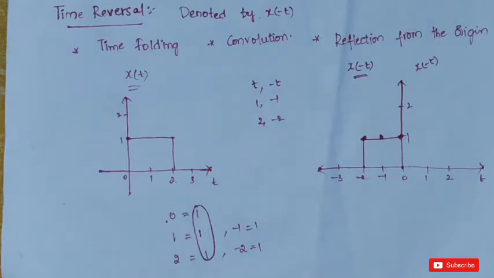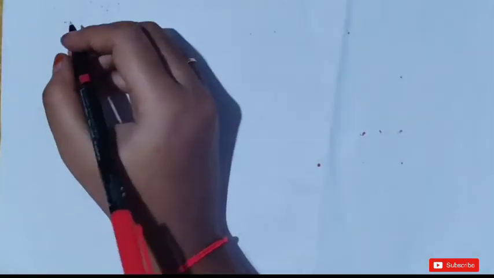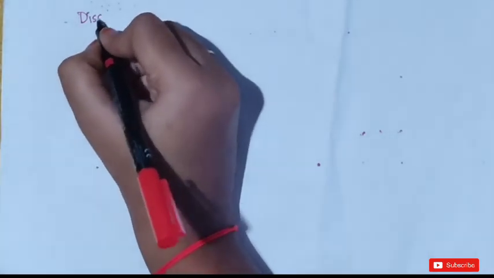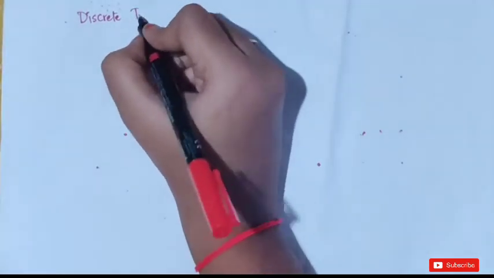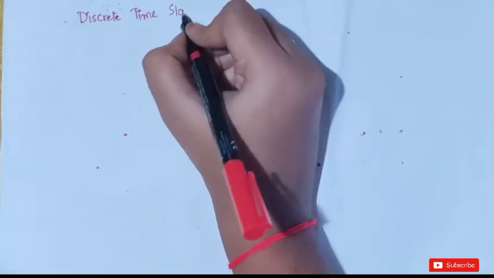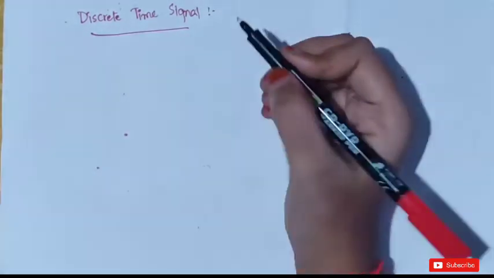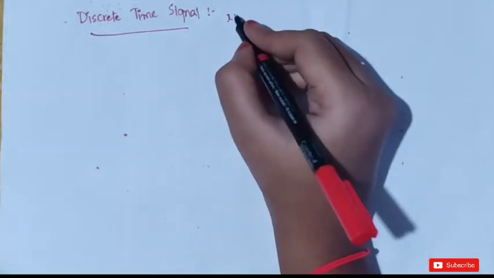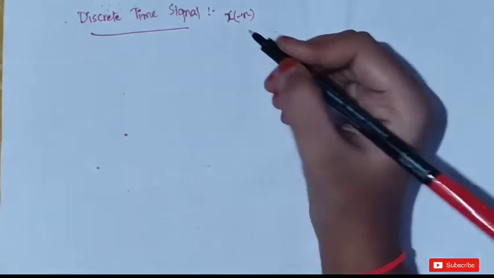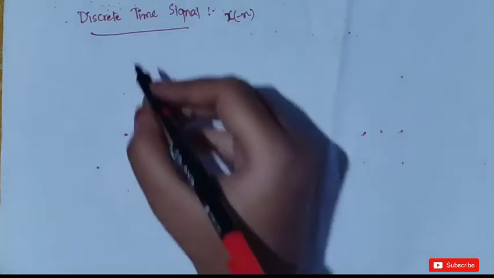In the same way, we can also find the time reversal operation on a discrete time signal. In a discrete time signal, the time reversal operation is denoted by x of minus n. Now let us see one example in a discrete time signal to get a clear idea of how the signal changes. First, let us draw the signal x of n.